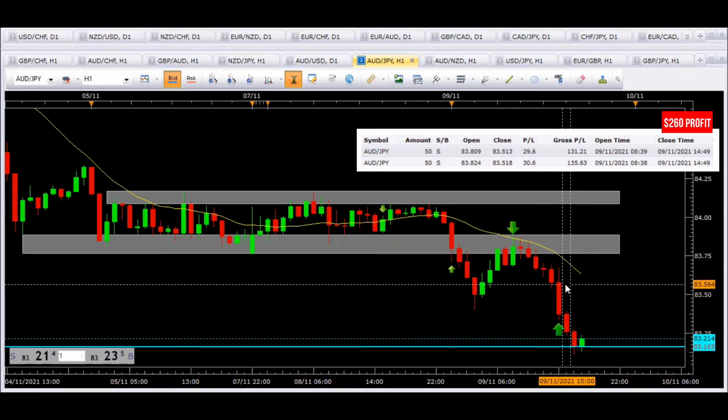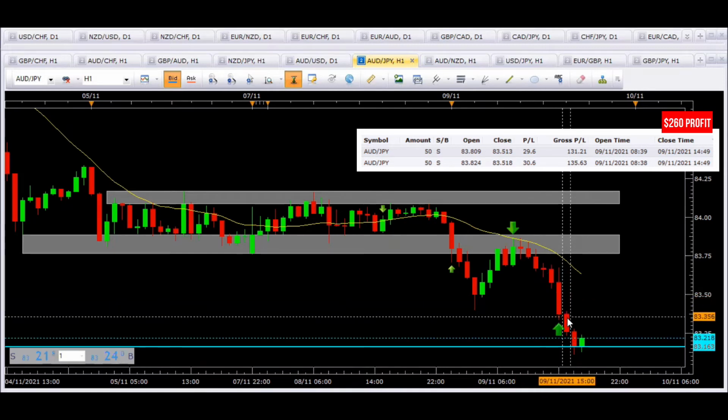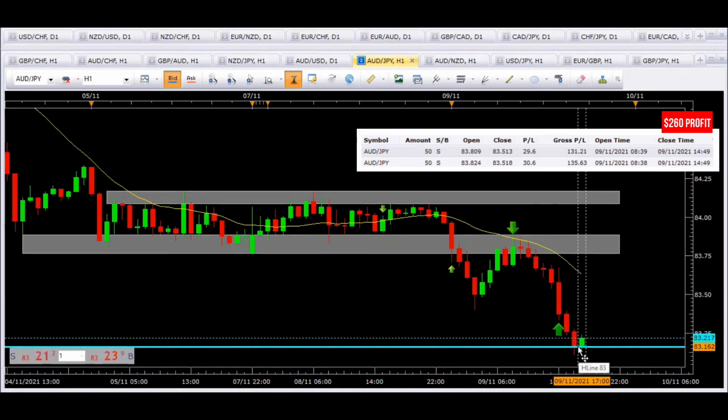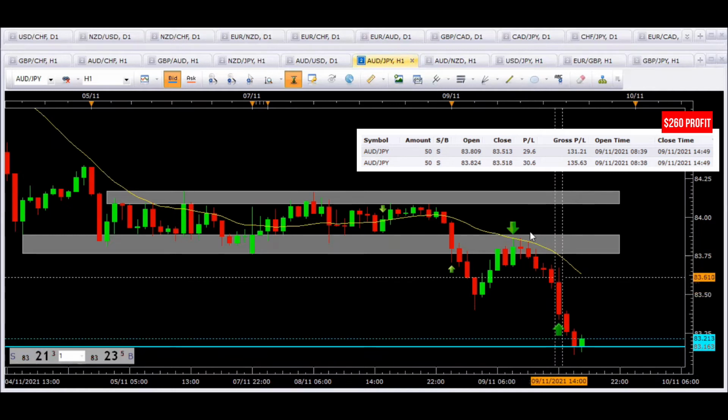I opened 2 trades because normally I would leave some on the trade to take it down to this target here. Unfortunately I didn't do that. I exited both trades at 51. But yeah, great trade on the Aussie dollar Japanese yen.